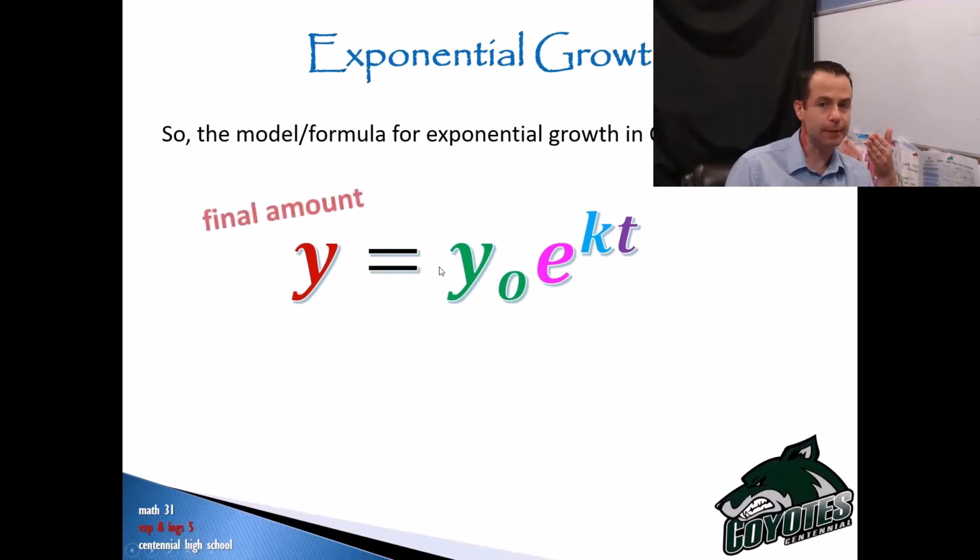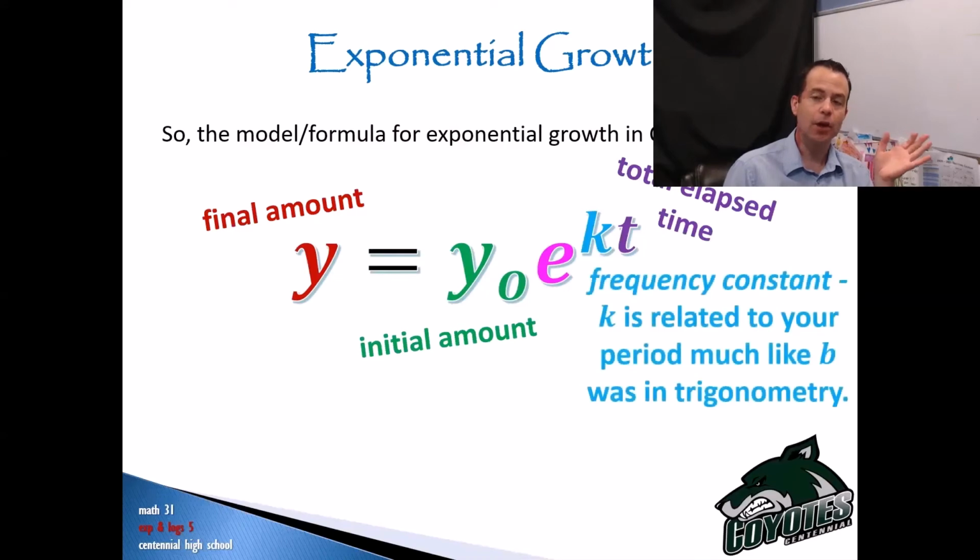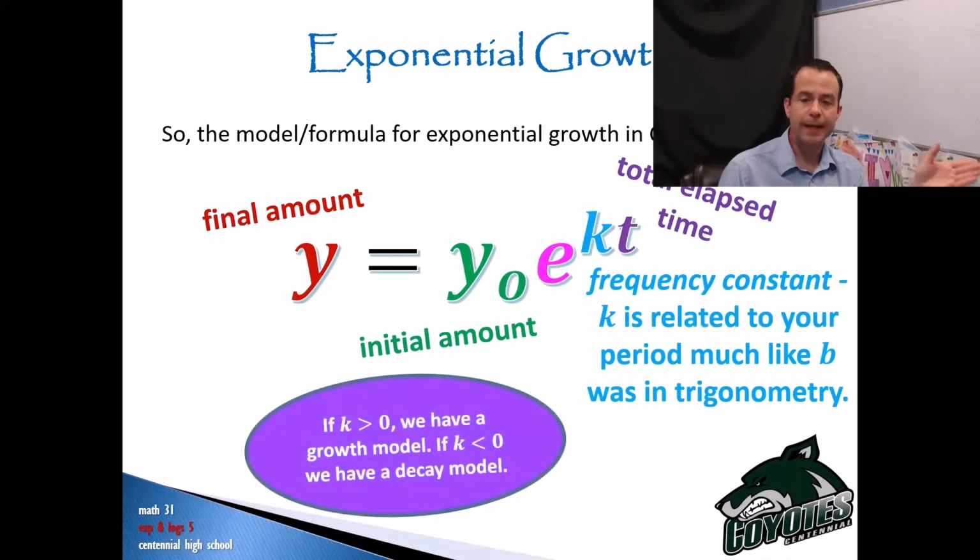So everything's the same here. Y is your final amount, y0 is your initial amount, and t is going to be your total time elapsed. Okay, k is called the frequency constant. K is related to your period, much like b was in trigonometry. Remember that b wasn't your period, right? But it was related to your period. So if k is greater than 0, it ends up being a growth model, and if k is less than 0, it ends up being a decay model. And that should make sense, because if k was less than 0, we would have a negative exponent, which would end up being 1 over e instead of e to the something, right?